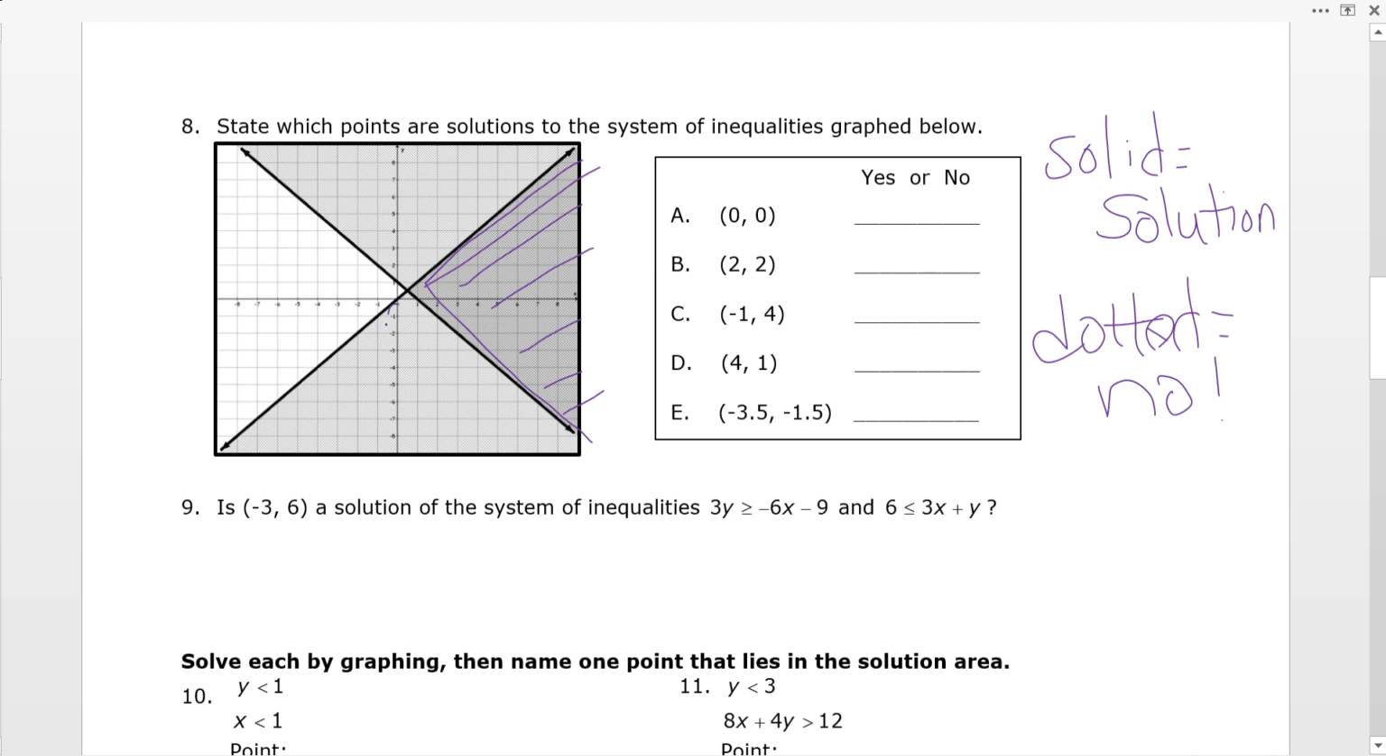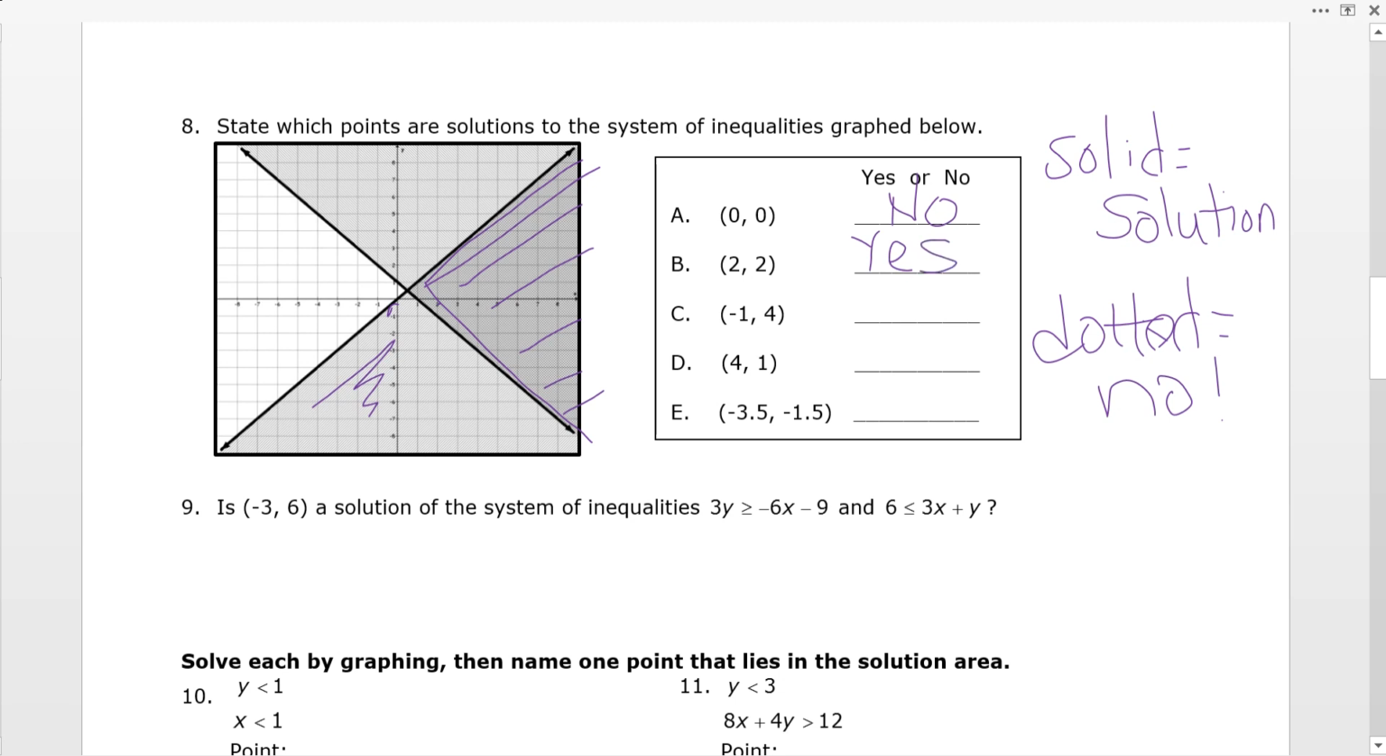So 0, 0 is not in my solution set. It's in this one, but it's not in my other one. 2, 2 is on this line right here, which is actually in both solutions. So this one is a yes.